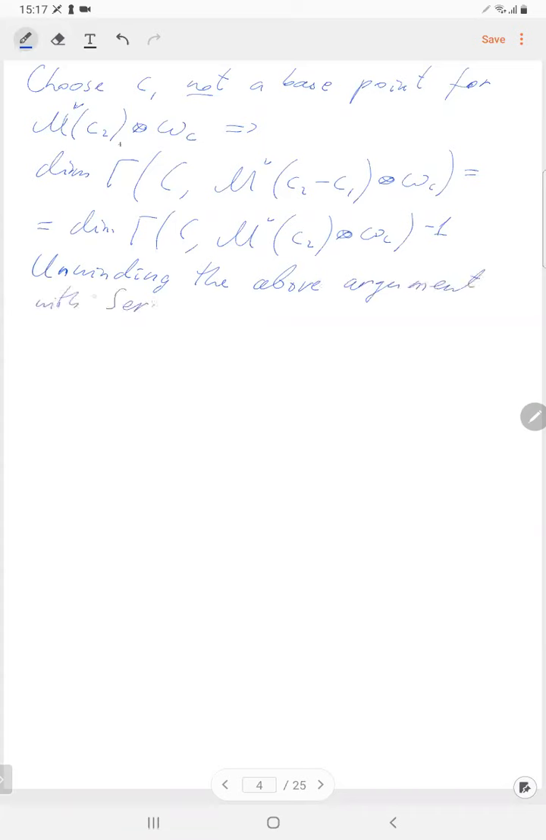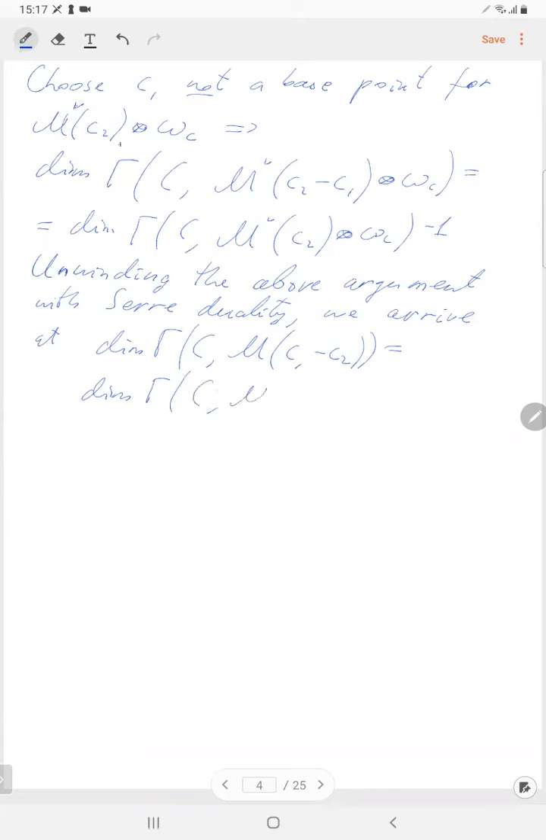with shared duality, we arrive at the fact that the dimension of global sections of M C1 minus C2 is the dimension of global sections of our original line bundle minus 1. So that's what we wanted.